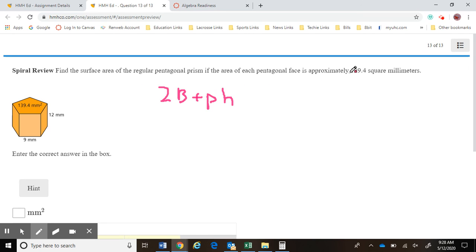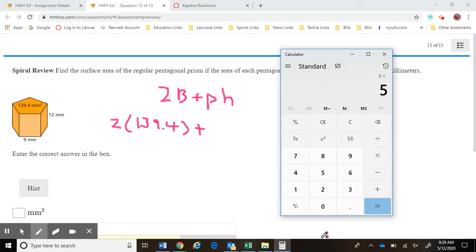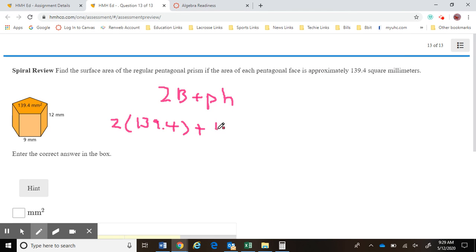So they give us the area of the base, 139.4. Then multiply that times 2. Now, what's my perimeter? Each side is 9, and it's a pentagon. So 9 times 5, 45, right? And then I need to multiply that times the height. The height is 12. So I've got a couple things to multiply here.